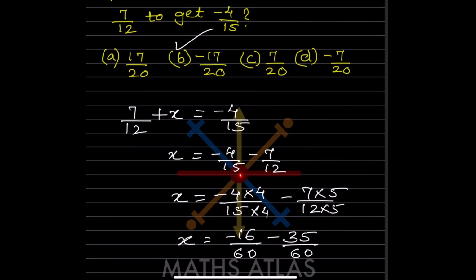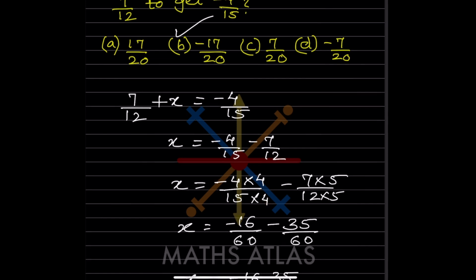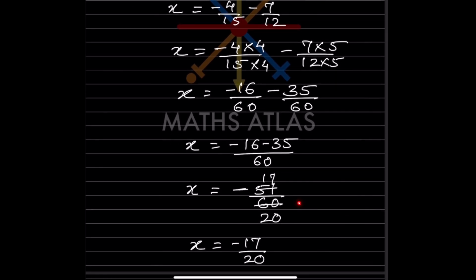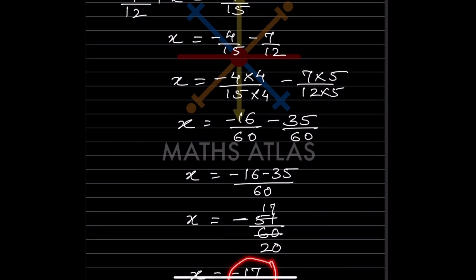So now here, when you take the LCM of this, that is going to be 60. You can just take the LCM and check. That will be 60. So this will be multiplied by 4, and this will be multiplied by 5. So when you solve this, you get minus 17 by 20.